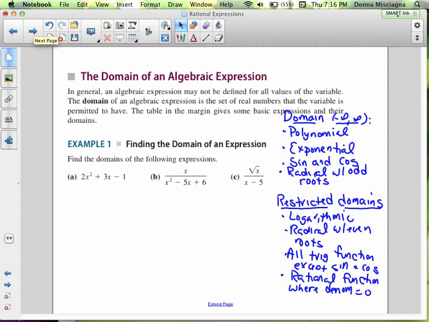So we have two examples here, two rational functions. Now we just need to figure out where the denominator would be equal to 0. Oh, let's do A. So that one's an easy one. That's quadratic, a type of polynomial. The domain is all real numbers. That thing that looks like a fish or an S is supposed to be an infinity sign.